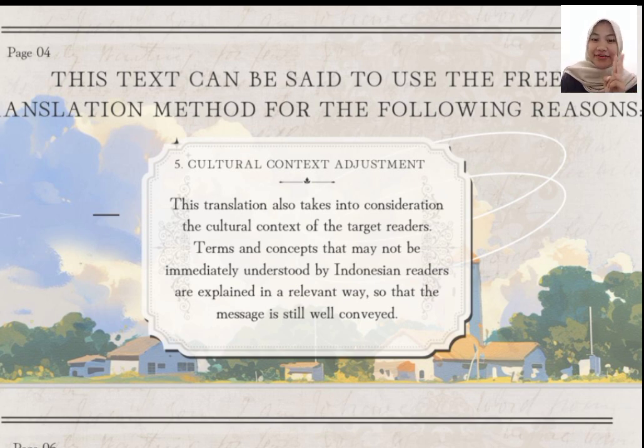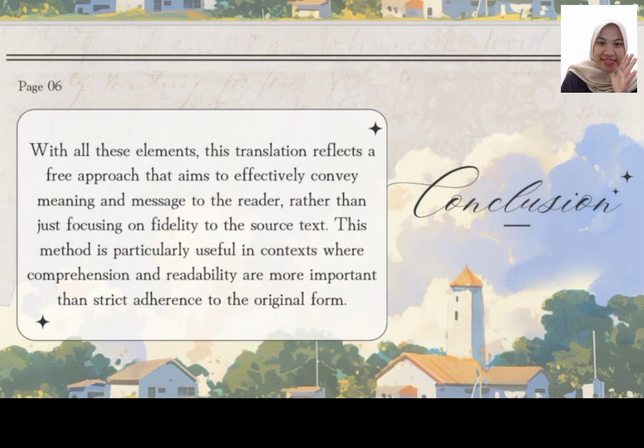And the fifth reason is cultural context adjustment. This translation also takes into consideration the cultural context of the target readers. Terms and concepts that may not be immediately understood by Indonesian readers are explained in a relevant way so that the message is still well conveyed.